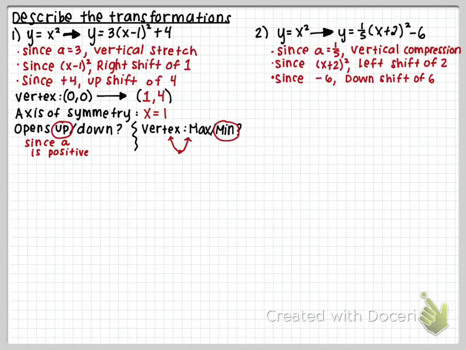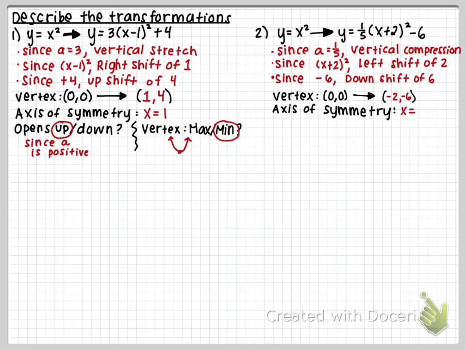Now, the vertex started at 0, 0 for our parent function. It always is 0, 0 for the parent function. What happened from our parent function to this function? Well, we always look at these two pieces. The left shift of 2 means a negative 2, and it also went down 6, so a negative 6. So our vertex should be negative 2, negative 6. Axis of symmetry is always x equals this number. So it's x equals negative 2.